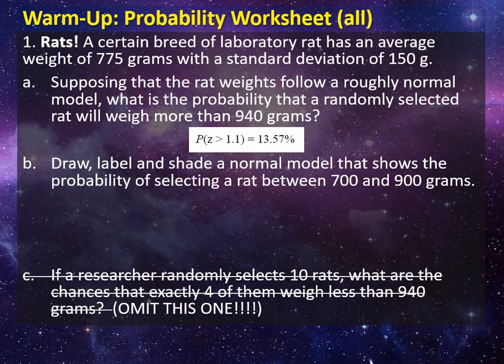So what you need to make sure that you're doing with this is you're saying, okay, X is, for example, the distribution of rat weights, in grams. Just G. Okay, and you would say X follows a normal model with a mean of 775 and a standard deviation of 150.